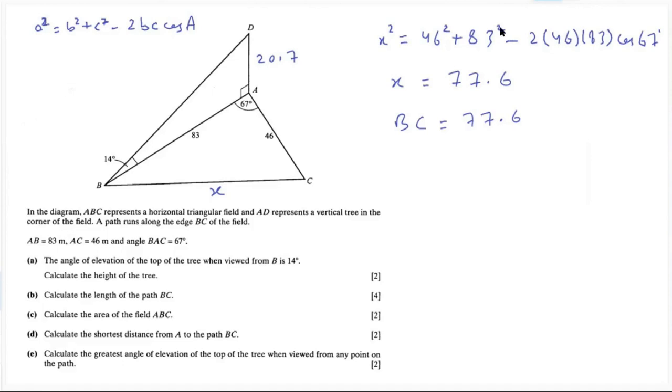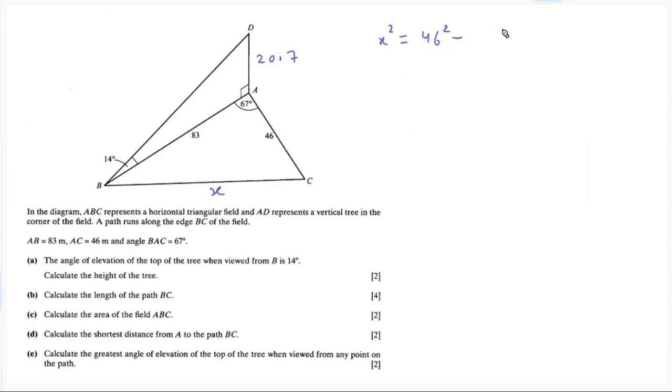Next, what we have is we have to find the area of the field ABC. Again, fairly straightforward. Just the application of formula. By applying the formula, you will get some value. So we have the length, and this third one also. This is 77.6. Okay. Area of ABC, we have to figure out.